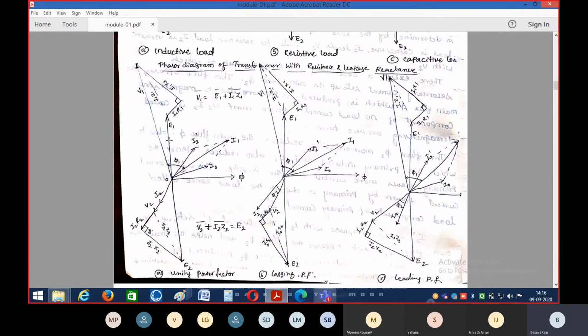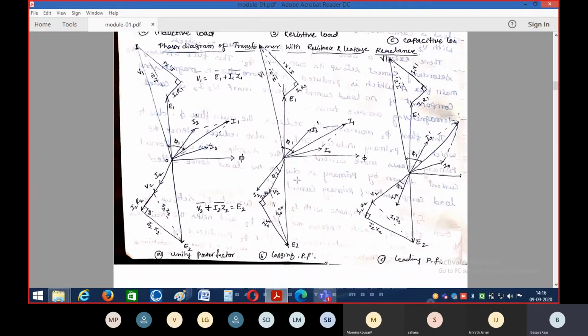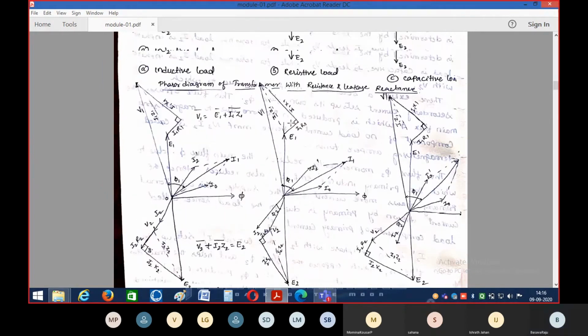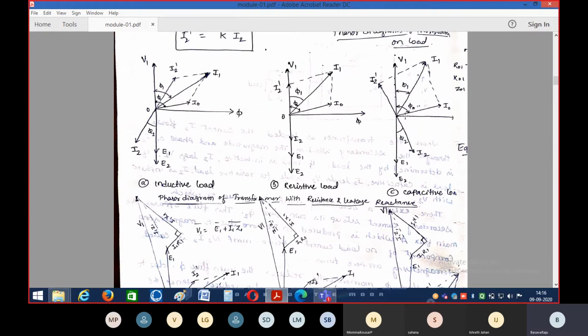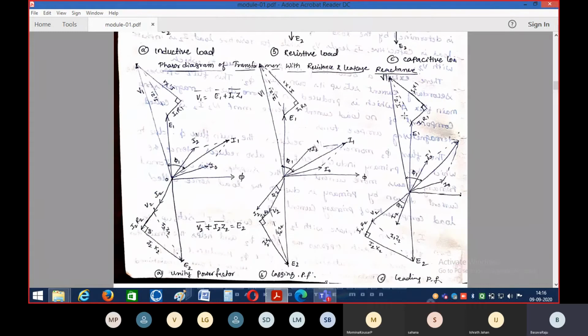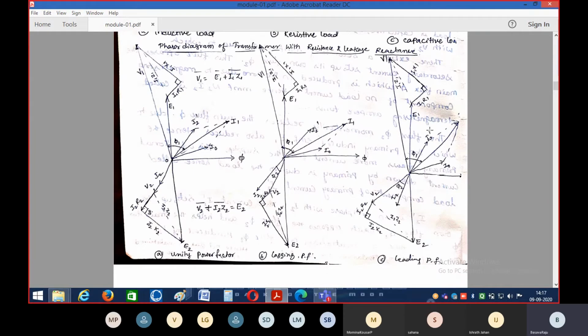Now we will consider the primary reactance and the secondary reactance, and by including them, we draw the vector diagram like this. Here in the above vector diagrams, we have not considered any voltage drop due to the resistance or the reactance. Now the same vector diagrams we will extend to consider the voltage drop due to the primary winding resistance, primary winding reactance, similarly the secondary winding reactance and the secondary winding resistance. Now let us see how we develop the vector diagram.